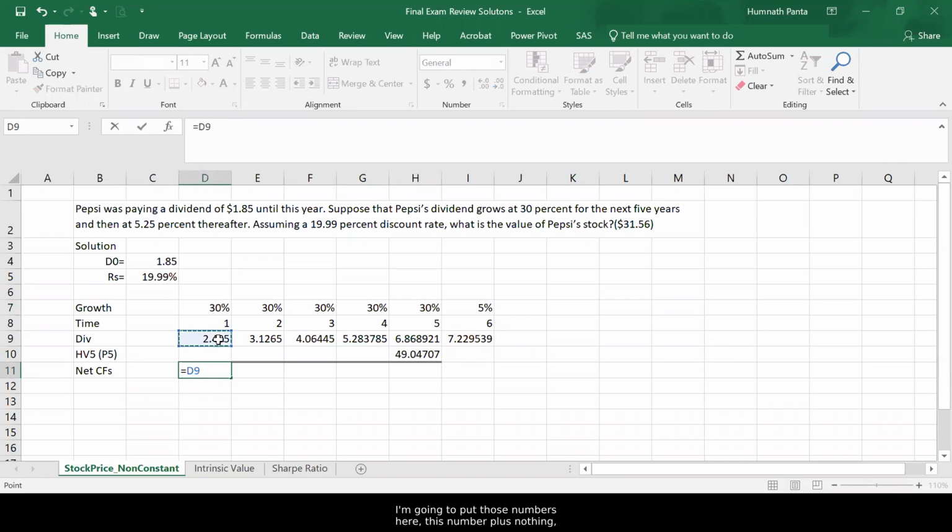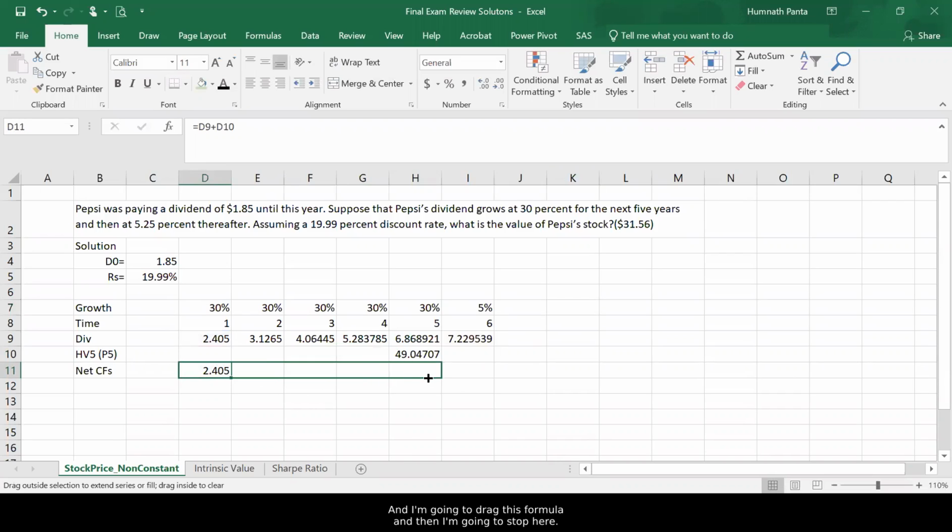This number plus nothing, because there is no terminal value in year 1. I'm just setting up the formula, and I'm going to drag this formula and stop here. So these are the net cash flows I'm going to use to calculate the stock price. Let me format the decimals, at least 4 decimals. All right, these are the net cash flows we calculated using the information given in the question.